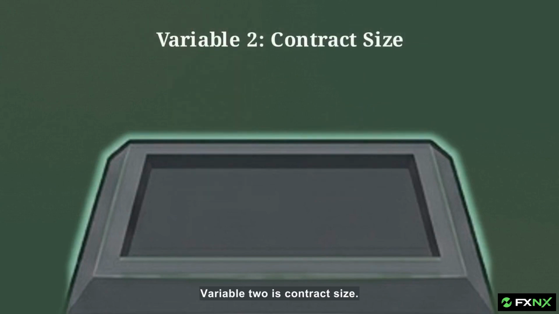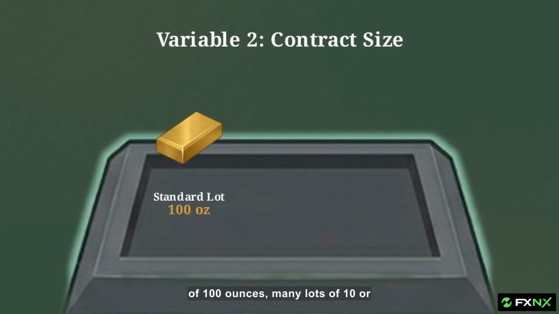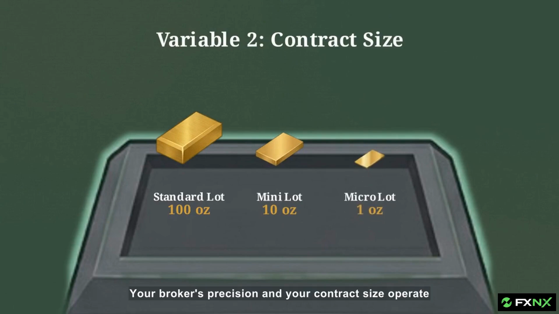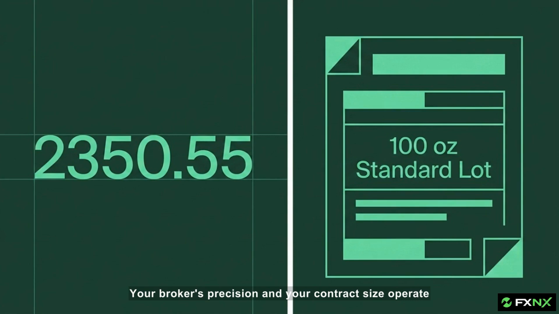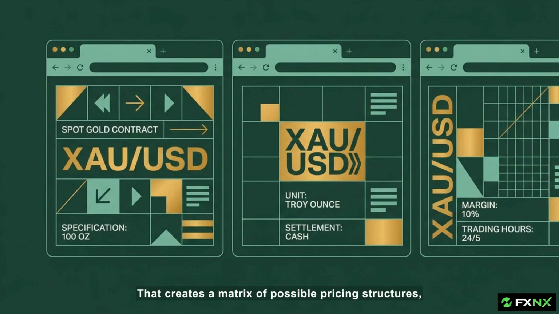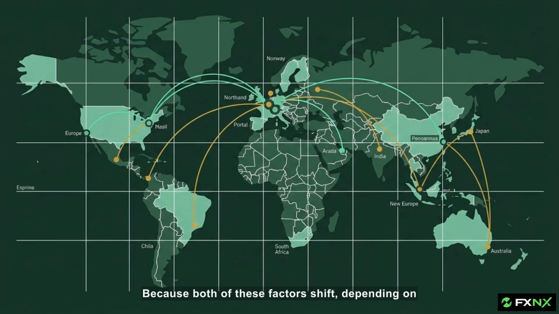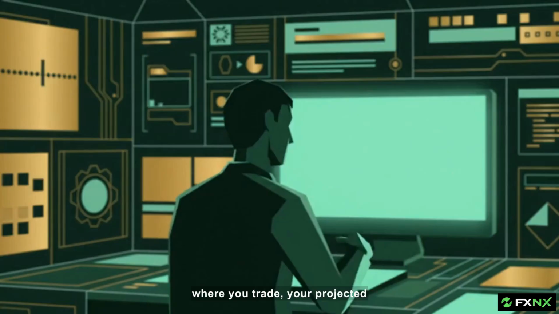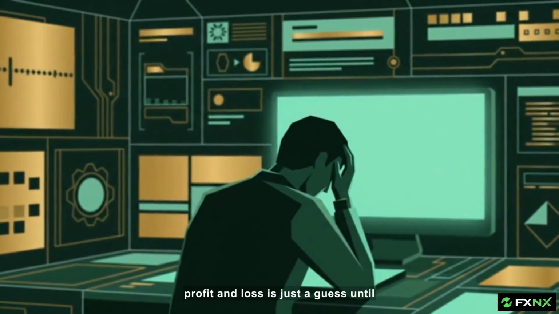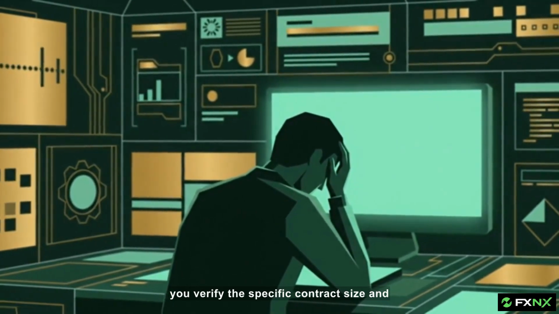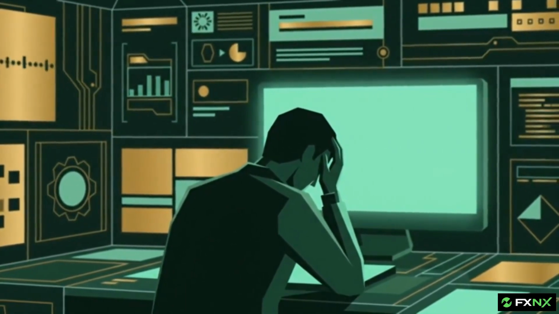Variable 2 is contract size, the gold volume controlled, split into standard lots of 100 ounces, mini lots of 10, or micro lots of 1. Your broker's precision and your contract size operate entirely independently of each other. That creates a matrix of possible pricing structures, depending entirely on which firm holds your account. Because both of these factors shift depending on where you trade, your projected profit and loss is just a guess until you verify the specific contract size and decimal layout used by your broker.